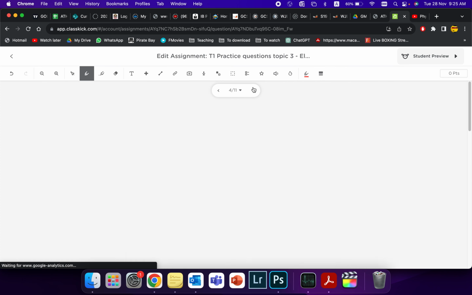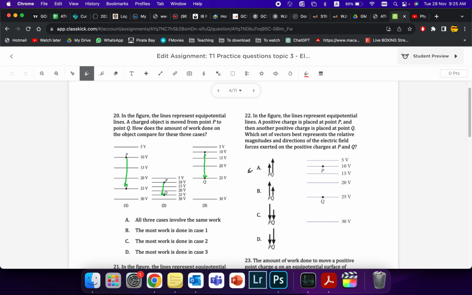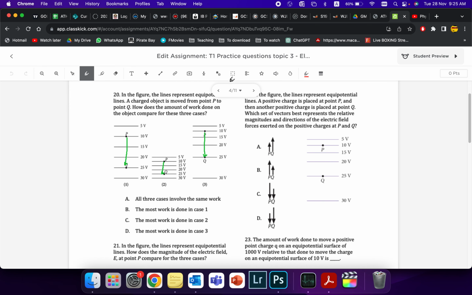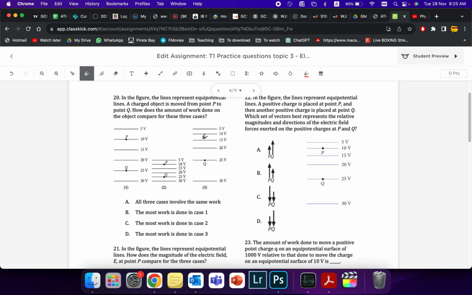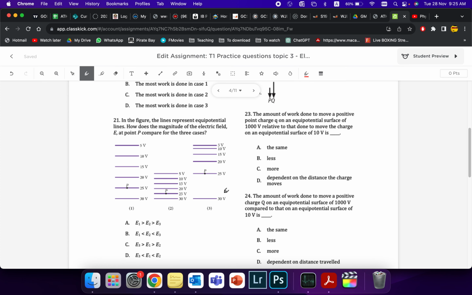Okay. Let's move on to the next one. We have these lines. I think I must have solved it already in class. Let me just erase that. Get rid of that. So over here, how does the amount of work compare for all the cases? So W equals QV. W equals QV. So that's the change in V. From P to Q, this is a difference of 15. From P to Q, that is a difference of 15. P to Q, a difference of 15. Same work will be done. W equals QV. So we'll get the same work done.